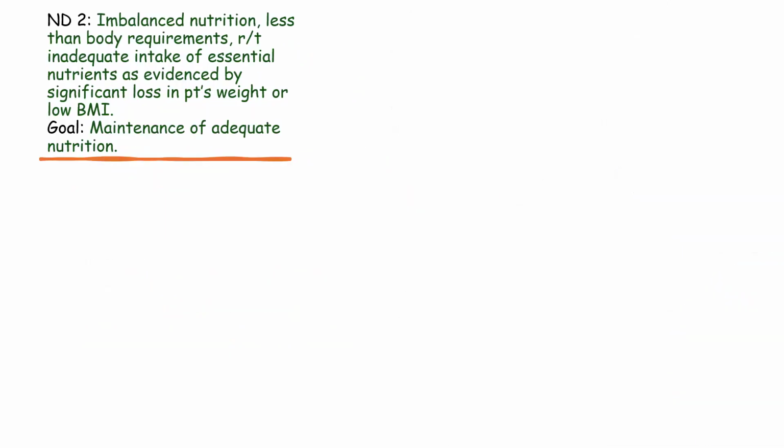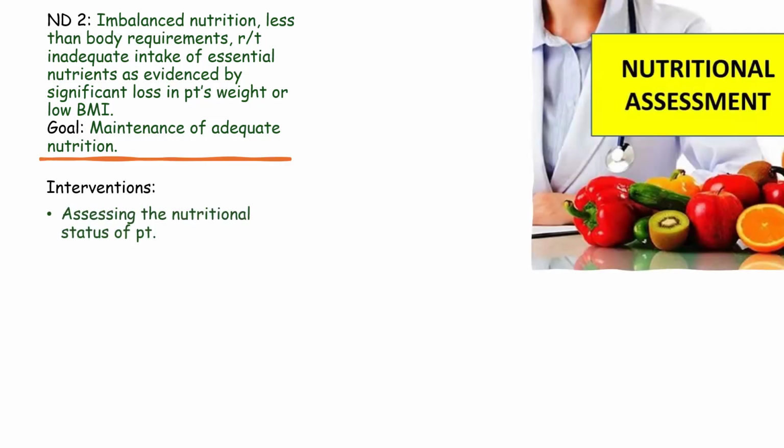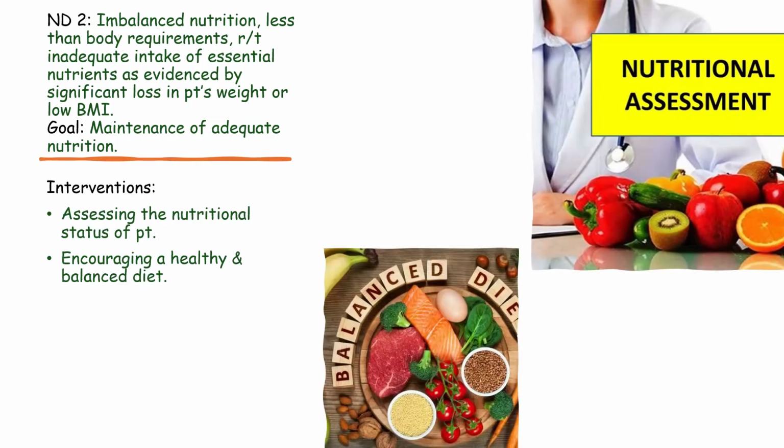Diagnosis number 2 will be imbalanced nutrition less than body requirements related to inadequate intake of essential nutrients as evidenced by significant loss in patient's weight or low BMI. Here our goal should be maintenance of adequate nutrition. Nursing interventions for this diagnosis can be assessing the nutritional status of the patient, encouraging a healthy and well balanced diet, including all the needed nutrients and minerals.